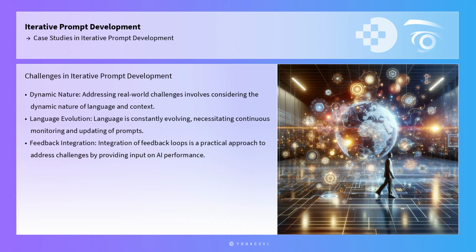Iterative prompt development also involves addressing real-world challenges, such as the dynamic nature of language and context. Language is constantly evolving, and prompts that were effective at one point may become outdated or less relevant over time. This necessitates continuous monitoring and updating of prompts to ensure their effectiveness. A practical approach to addressing this challenge is the integration of feedback loops, where users or stakeholders provide input on the AI's performance. This feedback is invaluable for identifying areas for improvement and ensuring that prompts remain aligned with current language trends and user expectations.